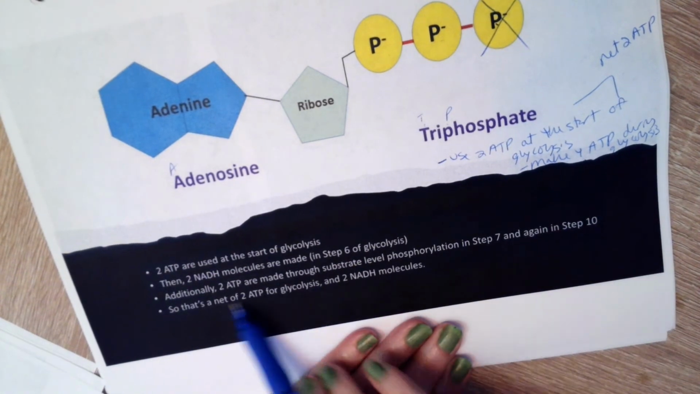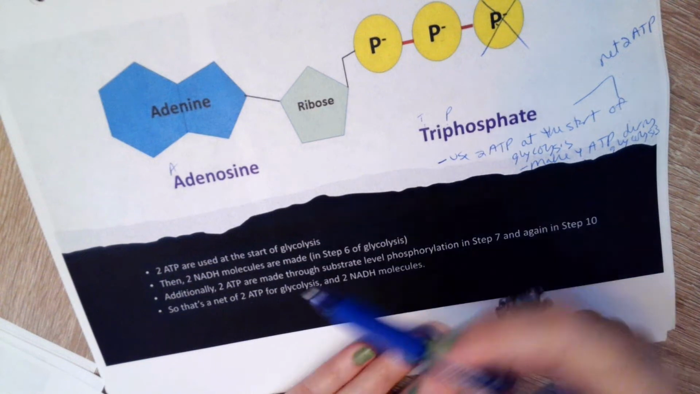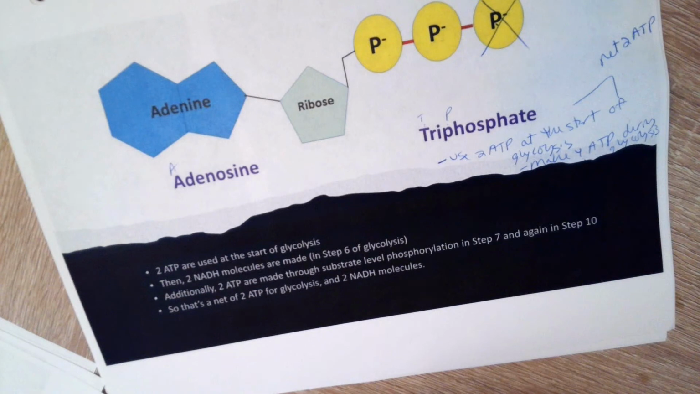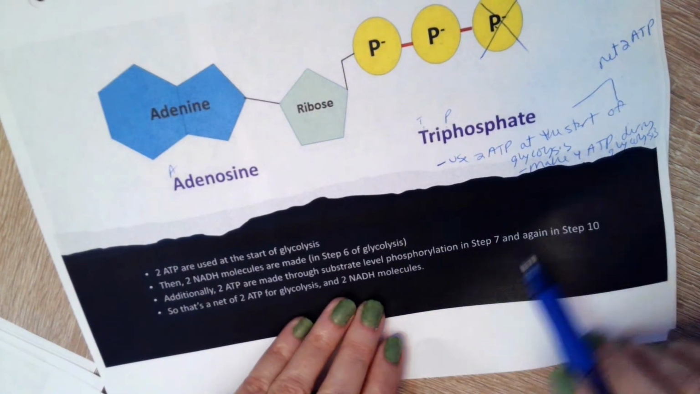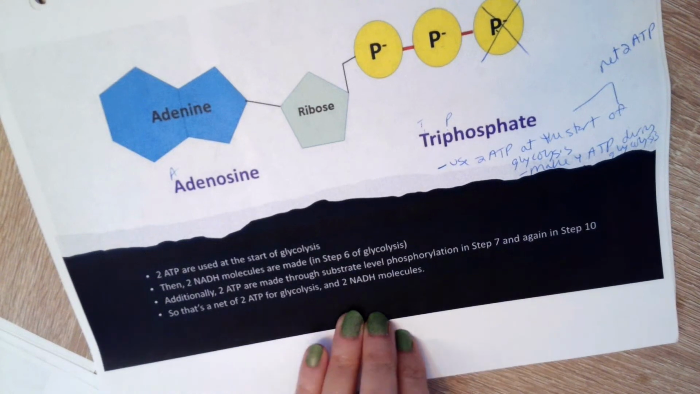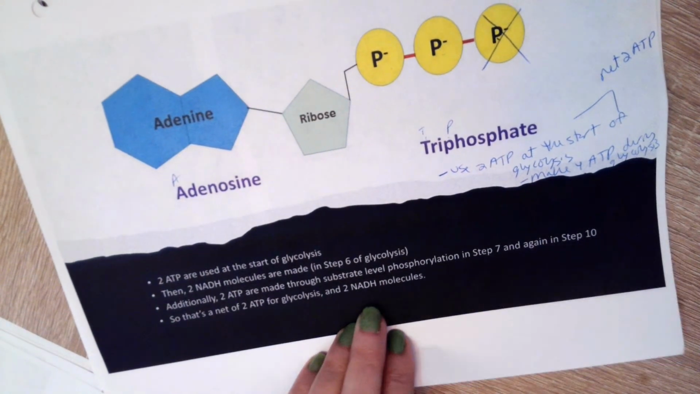But we're also getting 2 NADH molecules out of that, which we can use the malate aspartate shuttle to get those NADH molecules, or to get the hydrogen, I should say, off of those NADH molecules into the mitochondria for the electron transport chain.